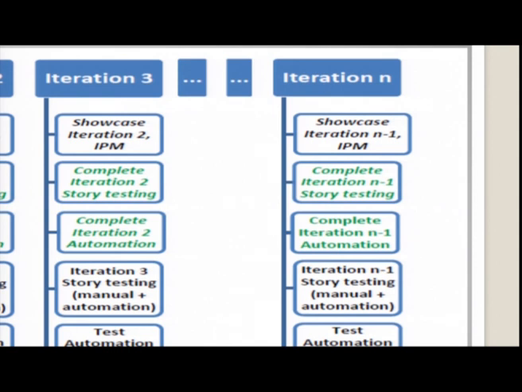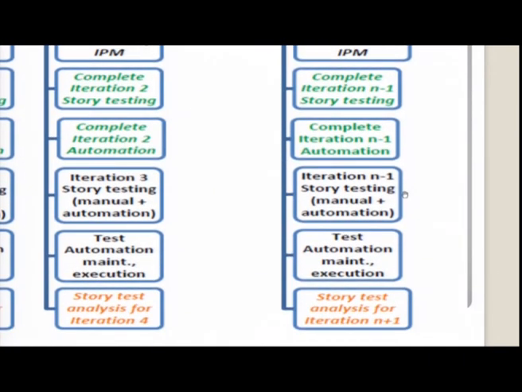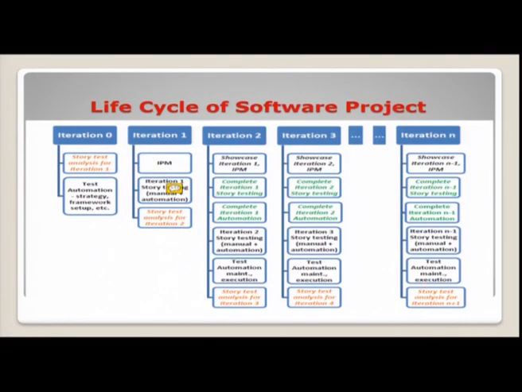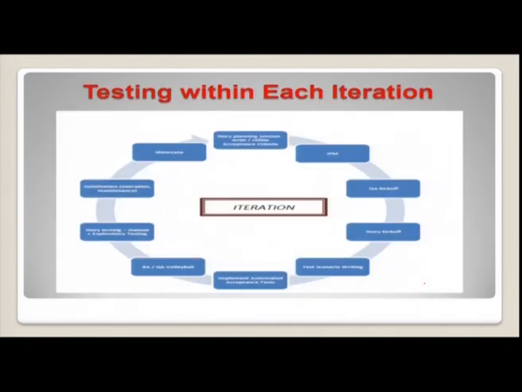In iteration n, you have the showcase of the previous iteration n-1, and then you have a complete iteration n-1 story testing, complete iteration n-1 automation, iteration n story testing, manual and automation, test automation, maintenance, execution, story test analysis for iteration n+1. So this is the life cycle of a software project. Now let us see how testing has been carried out in each and every iteration.